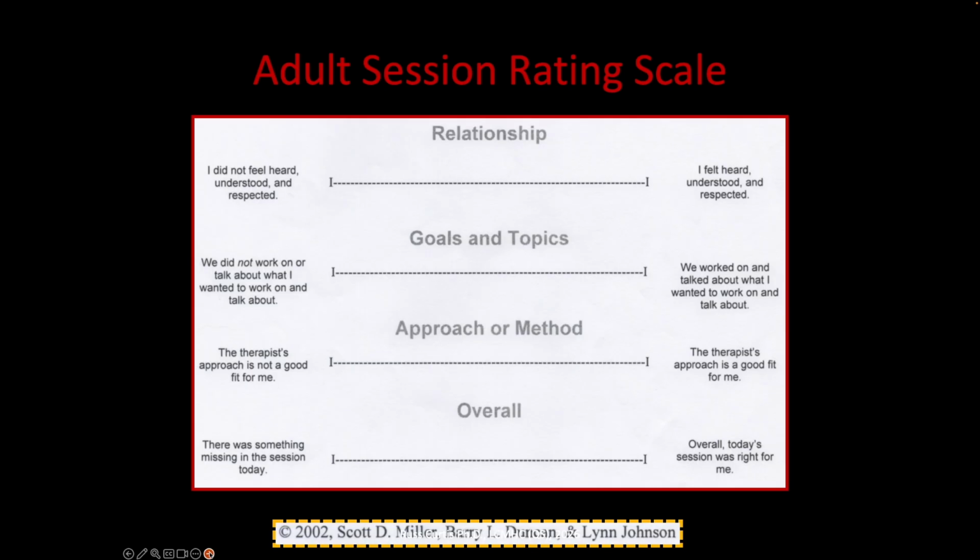We're looking at goals and topics. We did not work on or talk about what I wanted to work on and talk about, versus we did work on what I wanted to talk about. The approach and method: the therapist's approach is not a good fit for me, and the better one is the therapist's approach is a good fit for me. And overall, there was something missing in this session versus overall today's session was right for me.